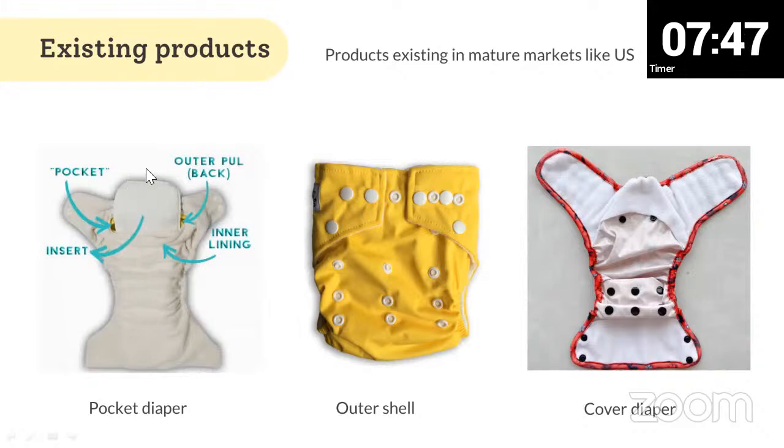Then there was something called a pocket diaper, where the insert that would absorb the pee had to go inside, and if it didn't go in properly, it would cause leak issues, thus deterring people from using cloth diapers. On the right, you see cover diapers with a lot of buttons. There again, the insert had to be placed with buttoning up, which would cause discomfort to the babies, again deterring people from using the diapers.